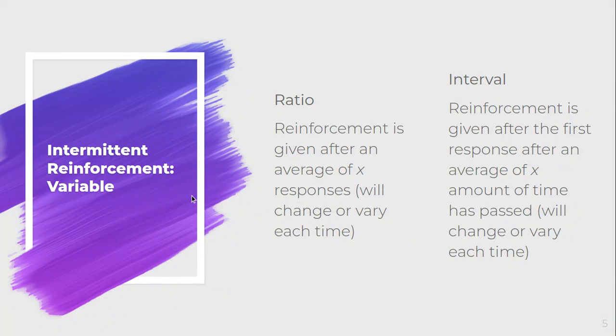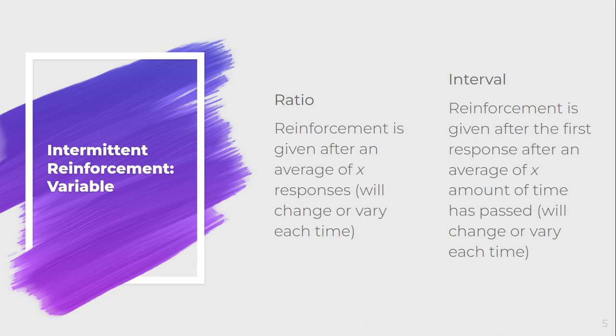The next one is variable intermittent reinforcement. So we have variable ratio, which is when an average of X responses receives reinforcement. So this is going to change or vary each time. This one is a little bit confusing without an example, so when I do examples in my next video, I think it will make a little bit more sense.